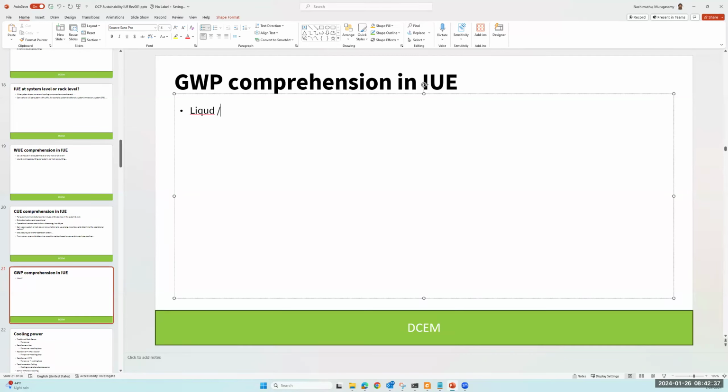Is this a new metric which they came out with? I've not seen it. I've seen only CUE, WUE, water usage effectiveness, and DCE, PUE and so on. Global warming, I don't know. Maybe the Green Grid people may know. I'm not sure if they have defined anything.